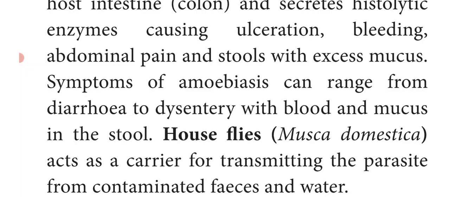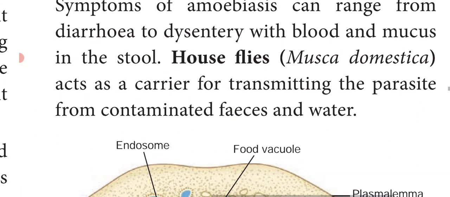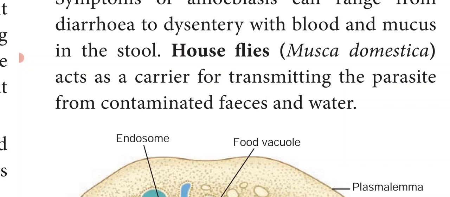The main vector which transmits this parasite is the housefly, that is Musca domestica. The infective stage is the trophozoite, but this parasite is mainly transmitted from one person to another through a vector called the housefly, that is Musca domestica. Musca domestica is the scientific name of houseflies.